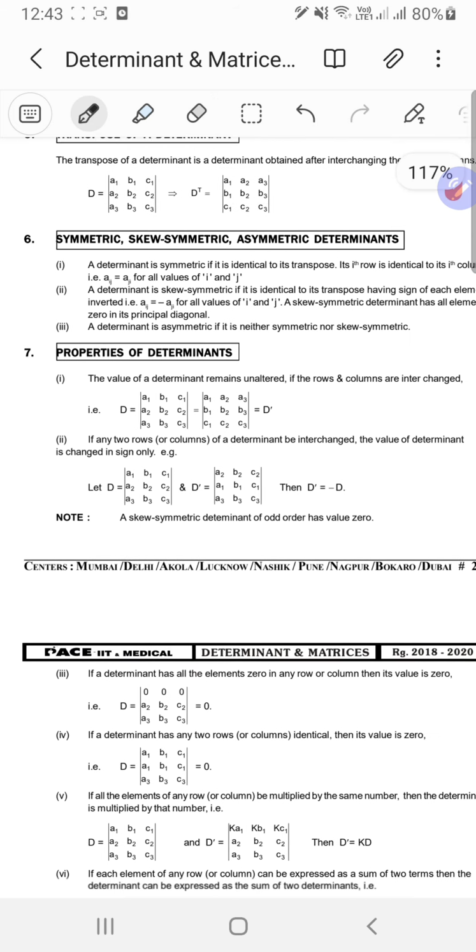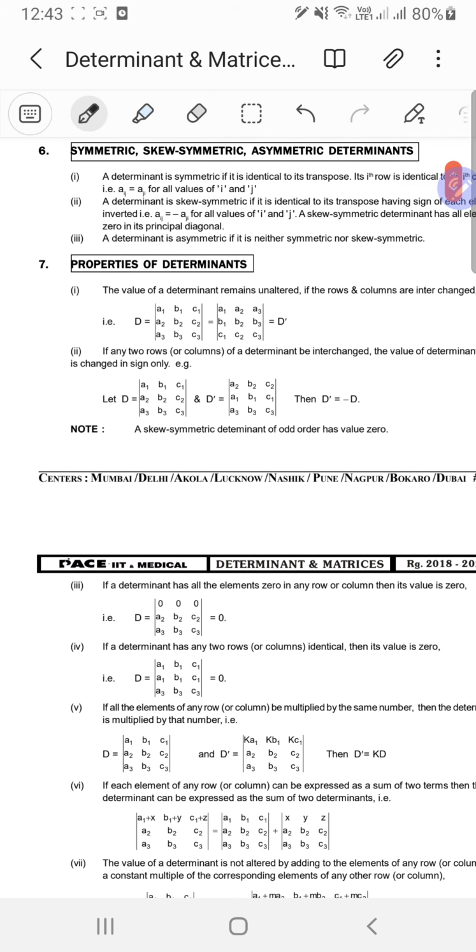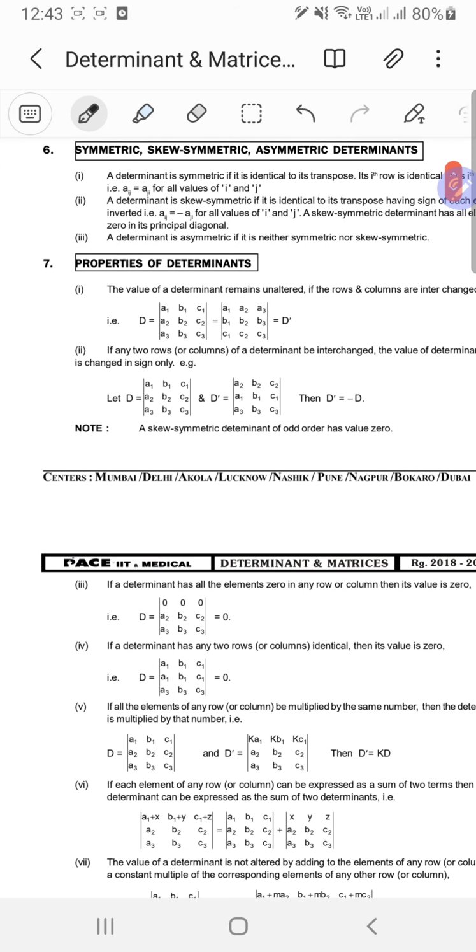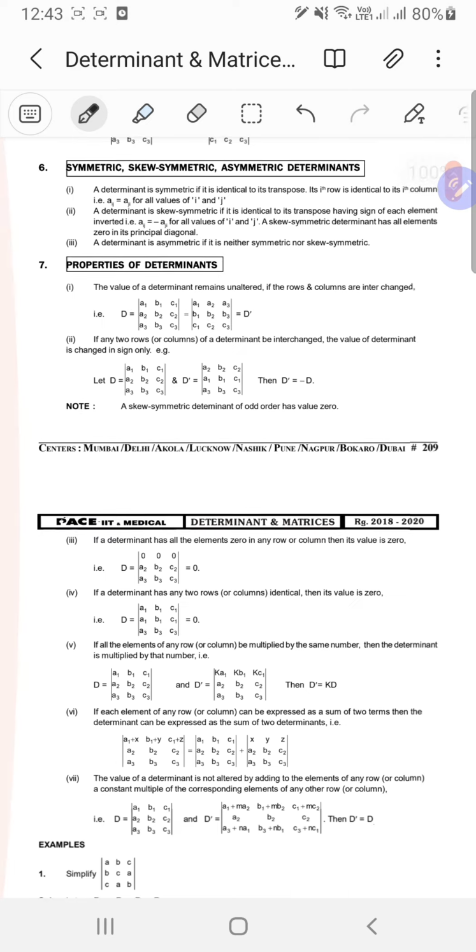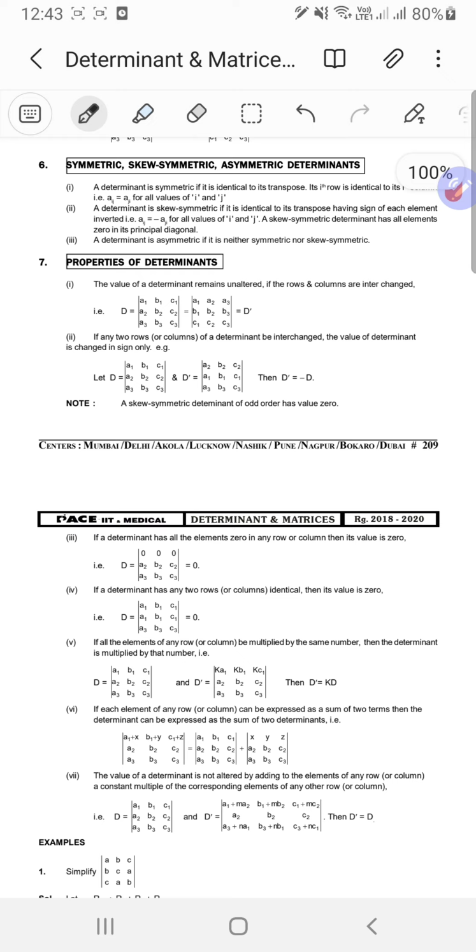Okay, next question. Properties of determinant. The value of a determinant remains unaltered if the row and column are interchanged. Yeah, I don't have a proof of this property. I think it's more or less algebraic, so we have to prove it with a lot of algebra. There isn't any way out of this. Fine. If any two rows or columns of a determinant are interchanged, then the value of the determinant is changed in sign.